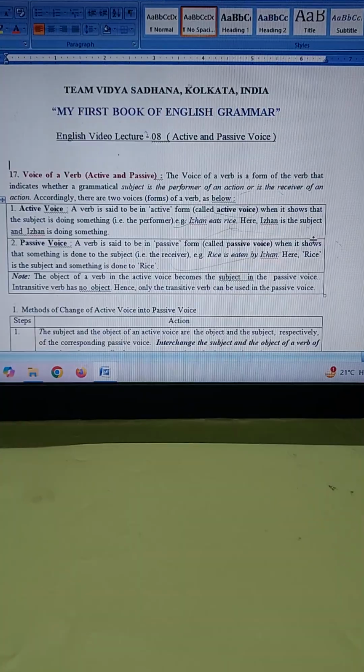Today we shall discuss the voice of a verb, that is, the active voice and passive voice. The lecture will follow the book published by the team VIDYA Sadhana entitled My First Book of English Grammar. To start, please have a glance at the text of the lecture materials.